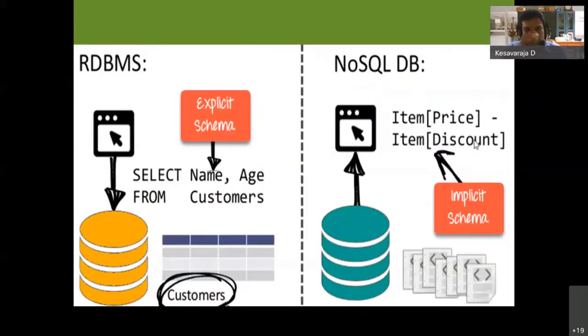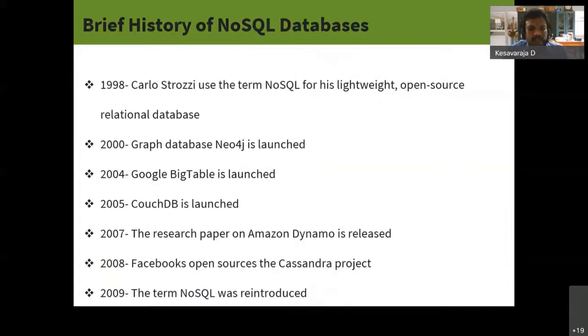In normal RDBMS concept, we will use explicit schema. So you will write a query and then call that same. In a NoSQL database, you will use an implicit schema. In 2009, NoSQL was reintroduced.